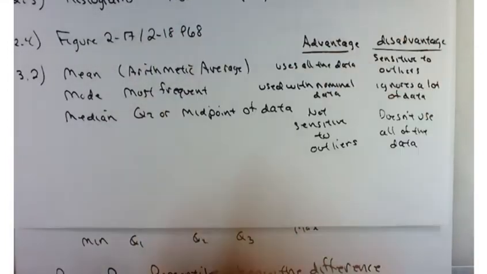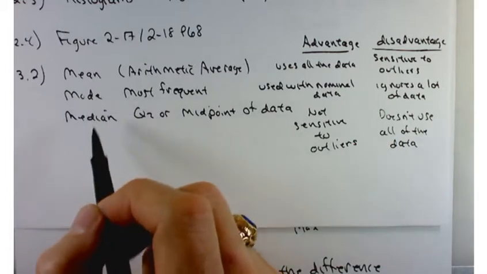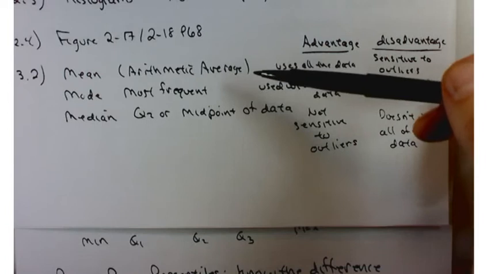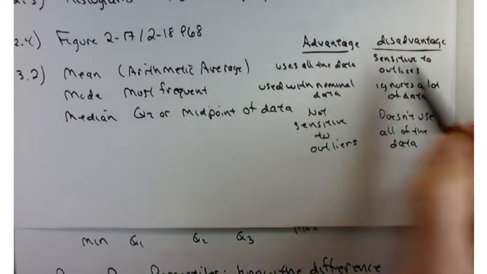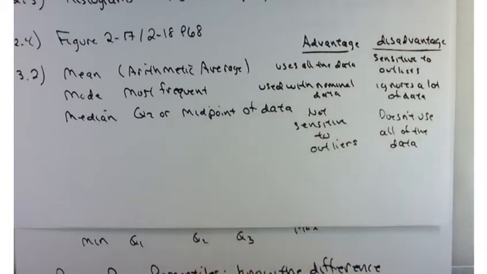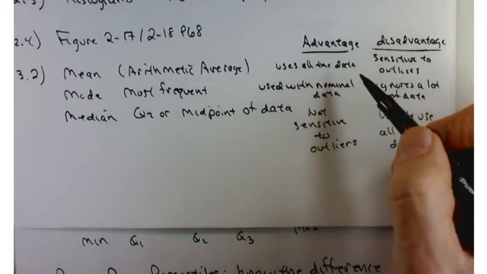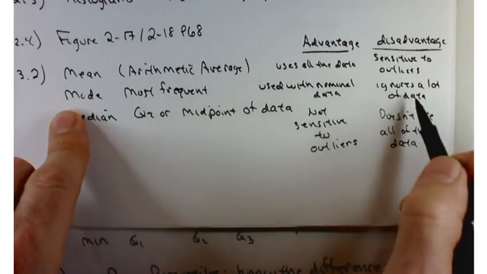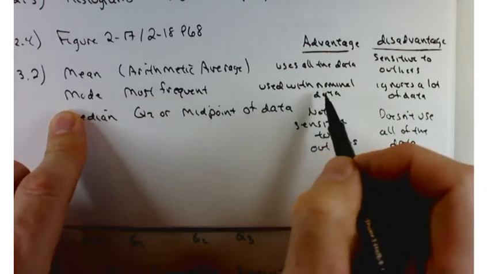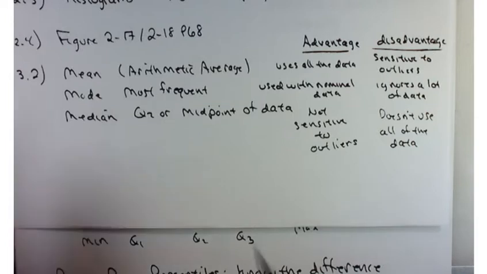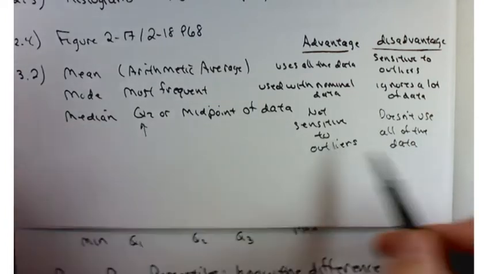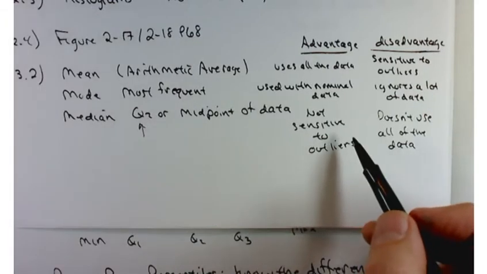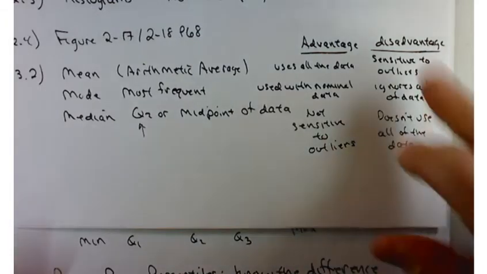We looked at some measures of central tendency. Those would be mean, mode, and median. The bummer thing about the mean is that it is sensitive to outlying values. The good thing is that it uses all your values. The mode ignores some data, but you can use it with nominal data. It's the most frequent. And the median, which also goes by the name of Q2, is just your midpoint. The nice thing is that it's not sensitive to outliers, but it, again, doesn't use all of your data.